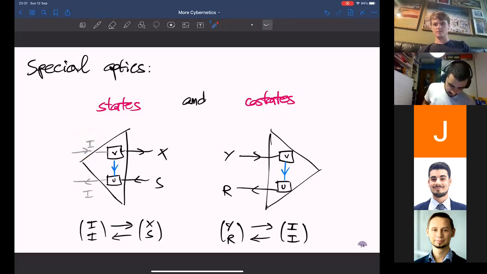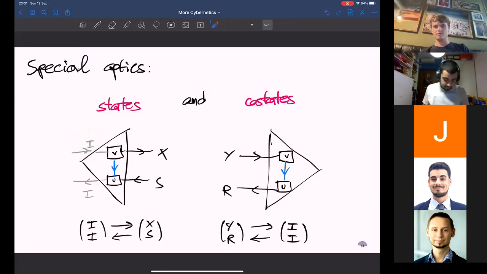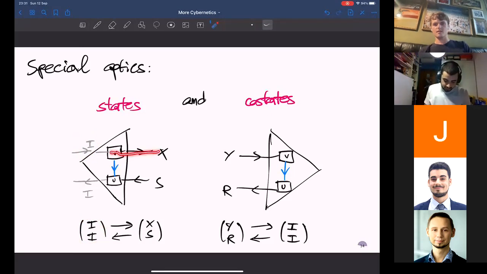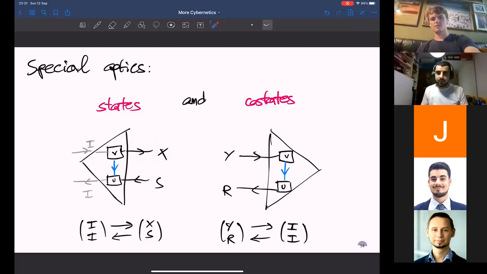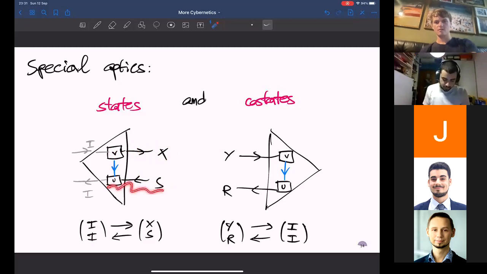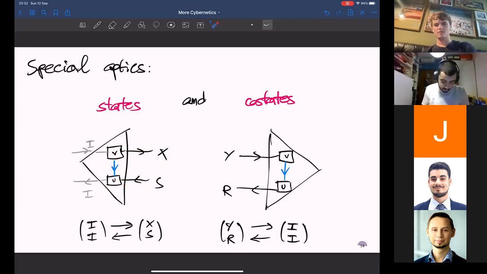Indeed, if you work out the definition, you see that an optic from the unit corresponds to a thing that initializes the forward pass. So it gives me an initial X, an initial state, and then takes care of dumping whatever feedback is remaining after all the dynamics happened. This is a more subtle point if you're not used to monoidal categories, but it is something useful to have.